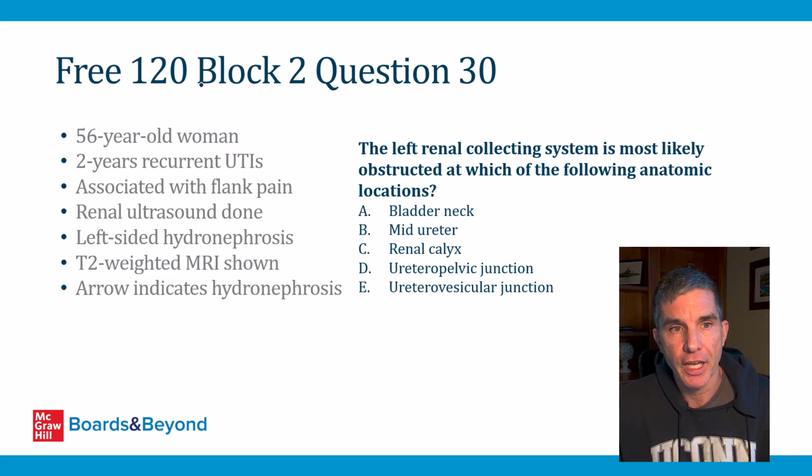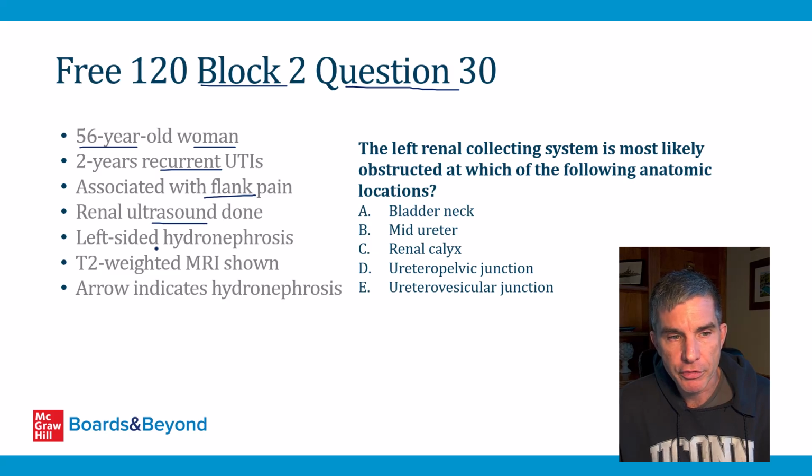In this video, we're going to look at Block 2, question number 30. So this question describes a 56-year-old woman who's had 2 years of recurrent UTIs associated with flank pain. A renal ultrasound is done, and it shows left-sided hydronephrosis. And then a T2 weighted MRI is shown. There's an arrow indicating one of the kidneys that has hydronephrosis.